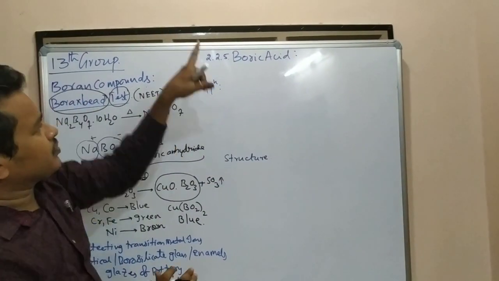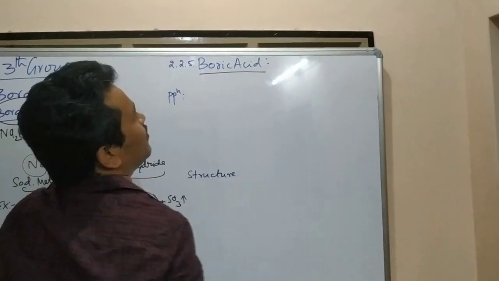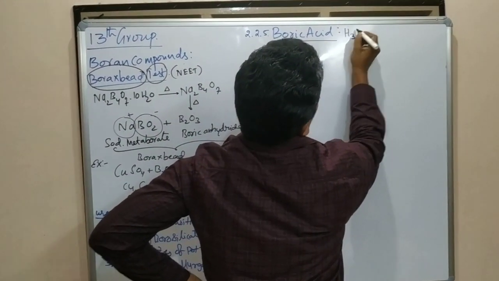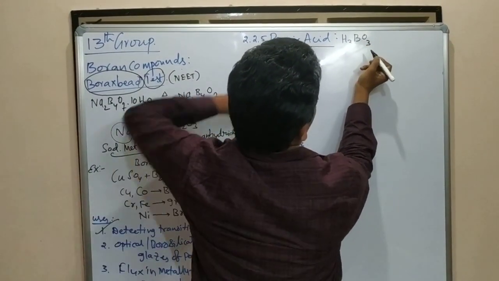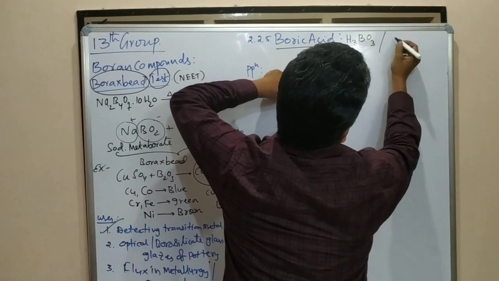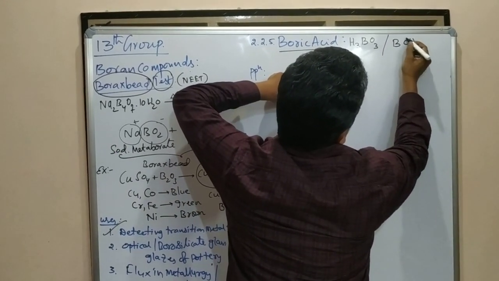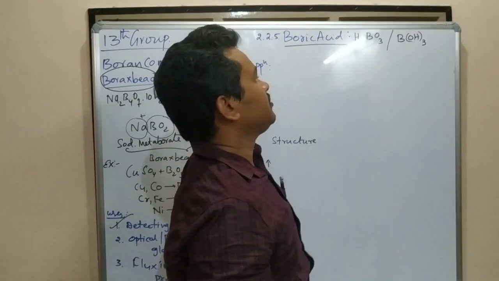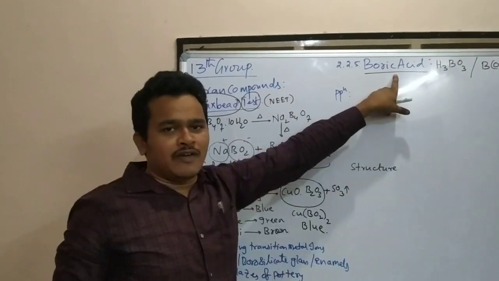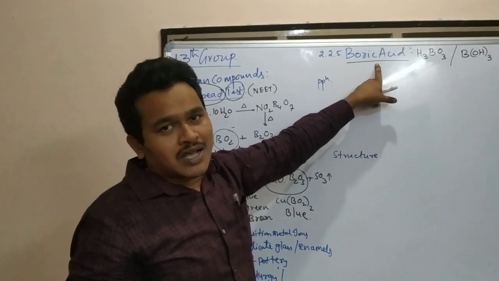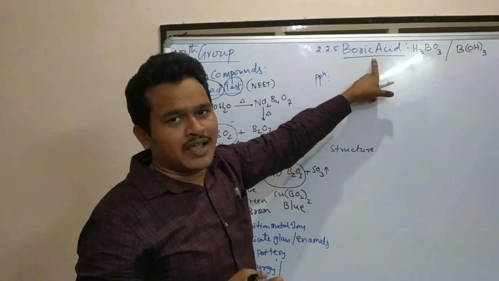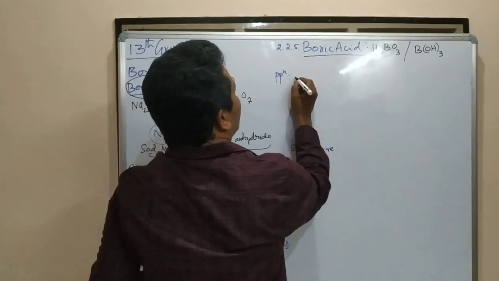And next one, 2.2.5 boric acid. What is the boric acid formula? H3BO3, boric acid. Otherwise you can also write B(OH)3. Both are the same. Then how to prepare this? Already when we discussed borax chemical properties, there itself we got H3BO3, boric acid. That only I am going to take as one of the preparations here.